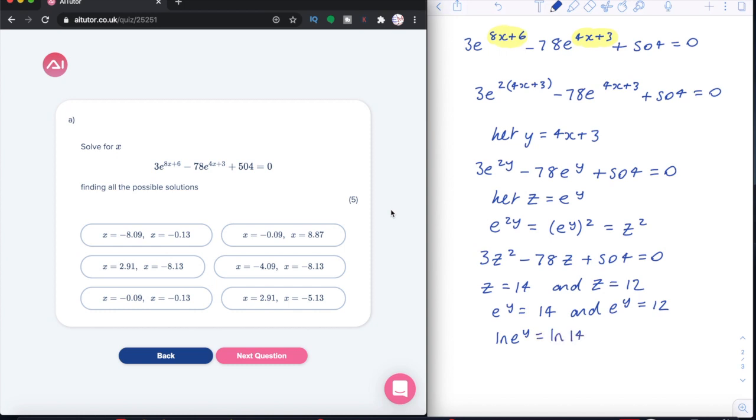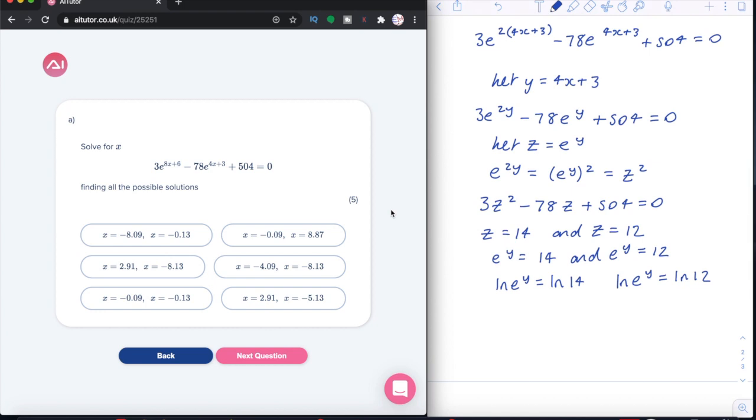And for the second equation, it's the natural log of e to the power of y equals the natural log of 12. We can then use our laws of logarithms to bring down the power of y. So we get y multiplied by the natural log of e equals the natural log of 14, and y multiplied by the natural log of e equals the natural log of 12. Now the natural log and e are inverses of each other, so that's just going to give us 1. So we get y equals the natural log of 14 and y equals the natural log of 12.